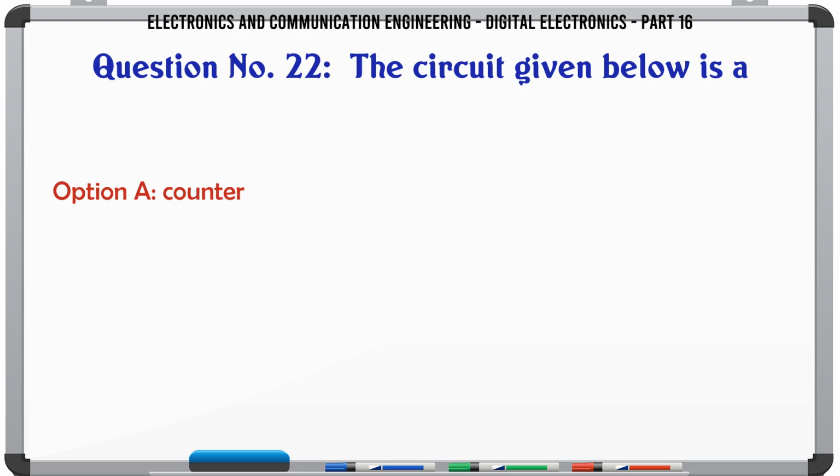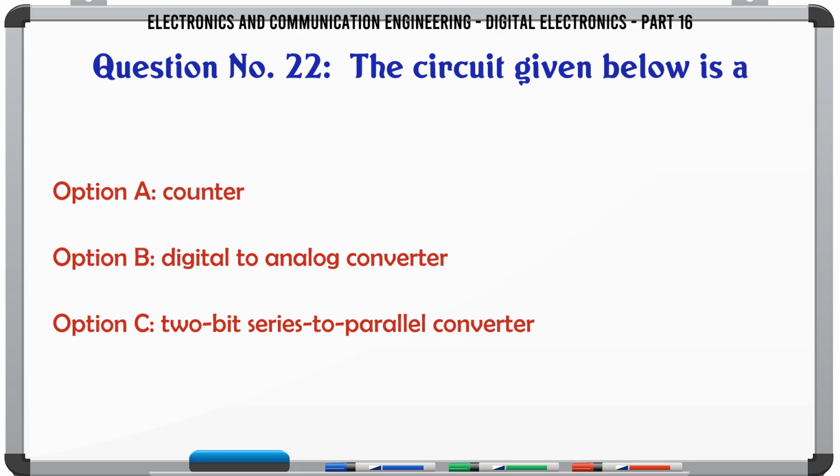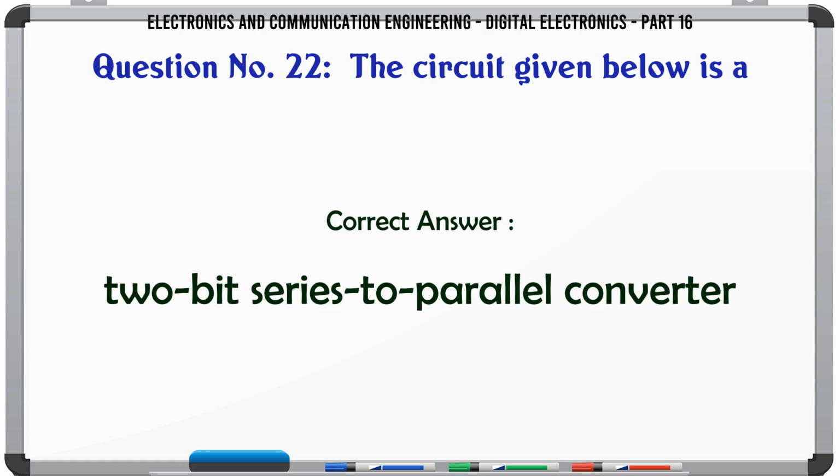The circuit given below is: A. a counter, B. a digital to analog converter, C. a 2-bit series to parallel converter, D. an analog to digital converter. The correct answer is 2-bit series to parallel converter.